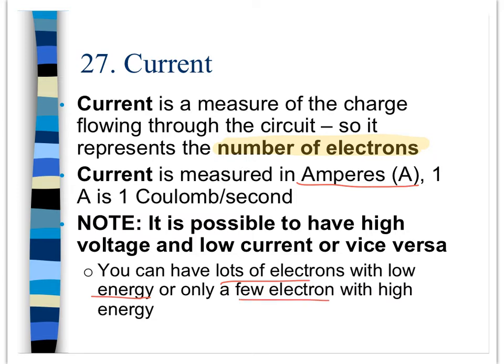You could only have a few electrons, which would be a low current, but a very, very high energy, which would be a high voltage. So it's important to keep in mind that while they're related, they are not the same quantity.